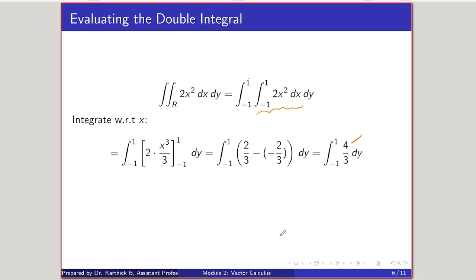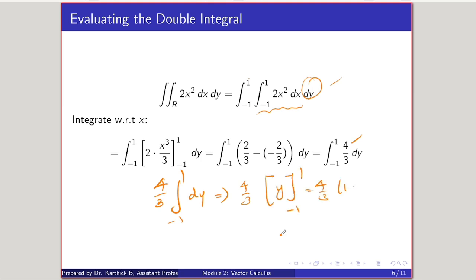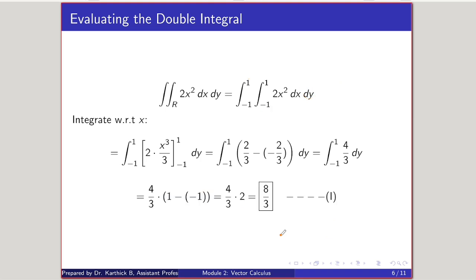Next I am going for the outer integral with respect to the variable y. So we want to integrate this with respect to y. I may keep 4 by 3 as a constant and integrate y. So it becomes 4 by 3 times y, from minus 1 to plus 1. So 4 by 3 times 1 minus of minus 1, that is 4 by 3 times 1 plus 1, so 8 by 3. So I have evaluated the double integral and got the solution as 8 by 3. Therefore the RHS of Green's theorem is 8 by 3.